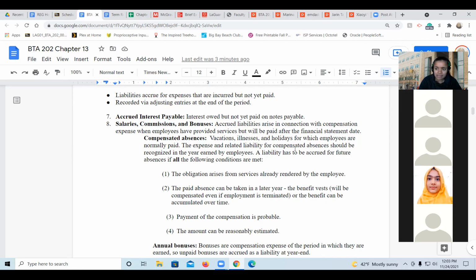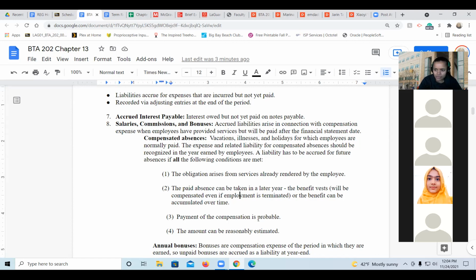And so the expense relating to these, what they call compensated absences, which means sick leave, vacation days, holidays, things like that, should be recognized in the year when they are earned. So even if I'm earning my days in 2021, even if I'm only going to take them in 2022, the company has to record the liability at the end of 2021, okay? The liability must be accrued if the person already rendered the services, they've already worked. The paid absence or the compensation can be taken in a later year. So even though I worked in 2021, I can carry over some of my days into 2022. So it belongs to me, or I can get paid if I don't take the days, right?